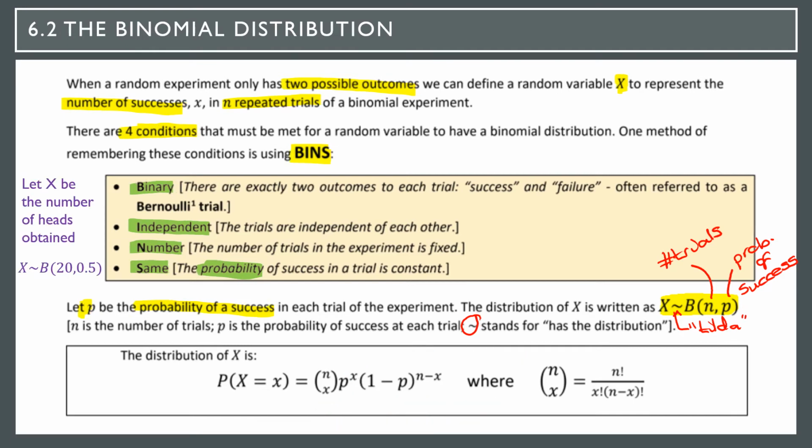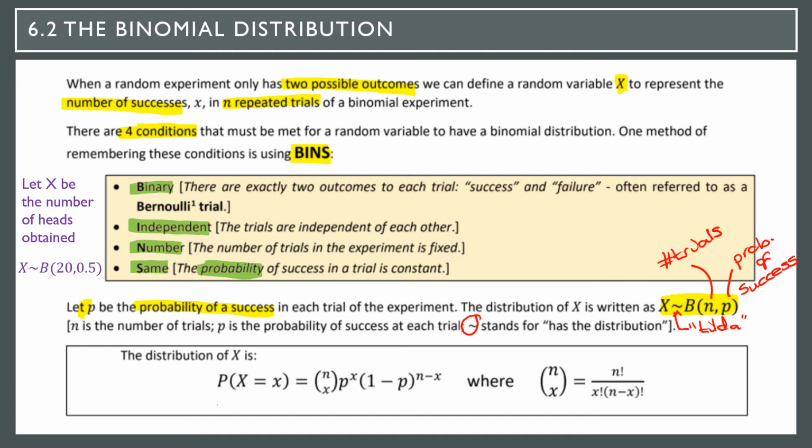So moving back to our earlier example, if we let x be the number of heads obtained, then we said that x would follow a binomial distribution of 20, because we were flipping our coin 20 times, and the probability of success, so the probability of landing on a head, was just a half. If we wanted to find the probability that we landed on 4 heads, then we would use the following.